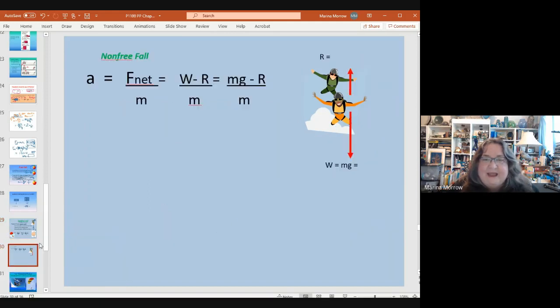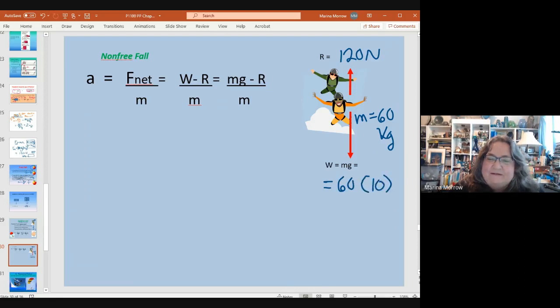All right, so let's take this lady here. Let's say that she is 60 kilograms. So that's her mass. And what we're going to do is the air resistance is going to be 120 newtons. So she's reached a point where her surface area and her speed are such that the air resistance is 120. Her weight, of course, is the force pulling downwards. That's going to be mg. So that's going to be 60 times 10. And so that's going to be 600 newtons.